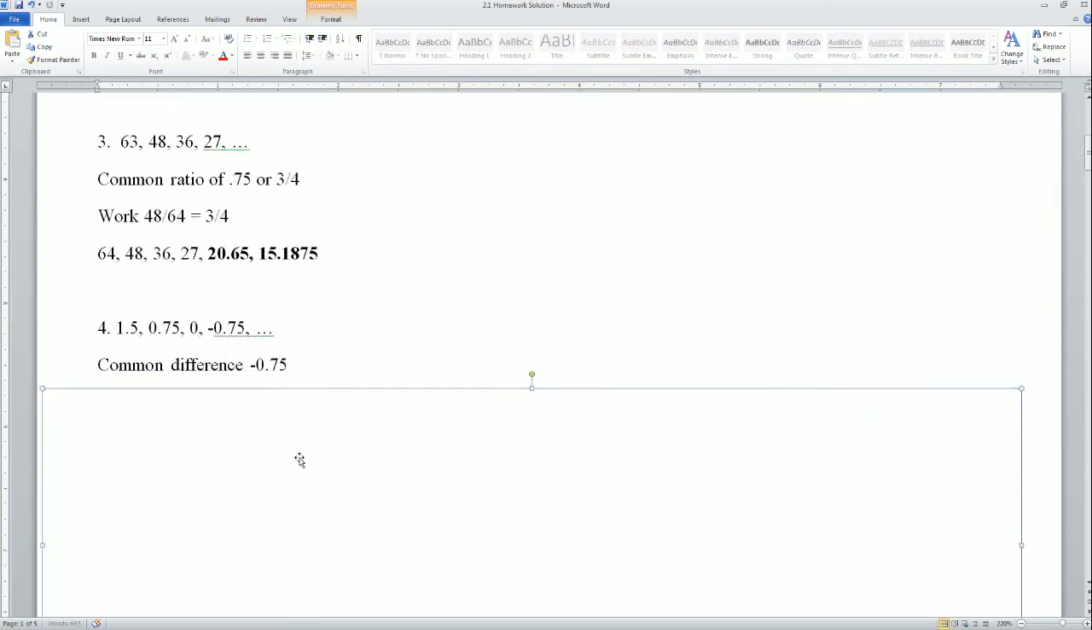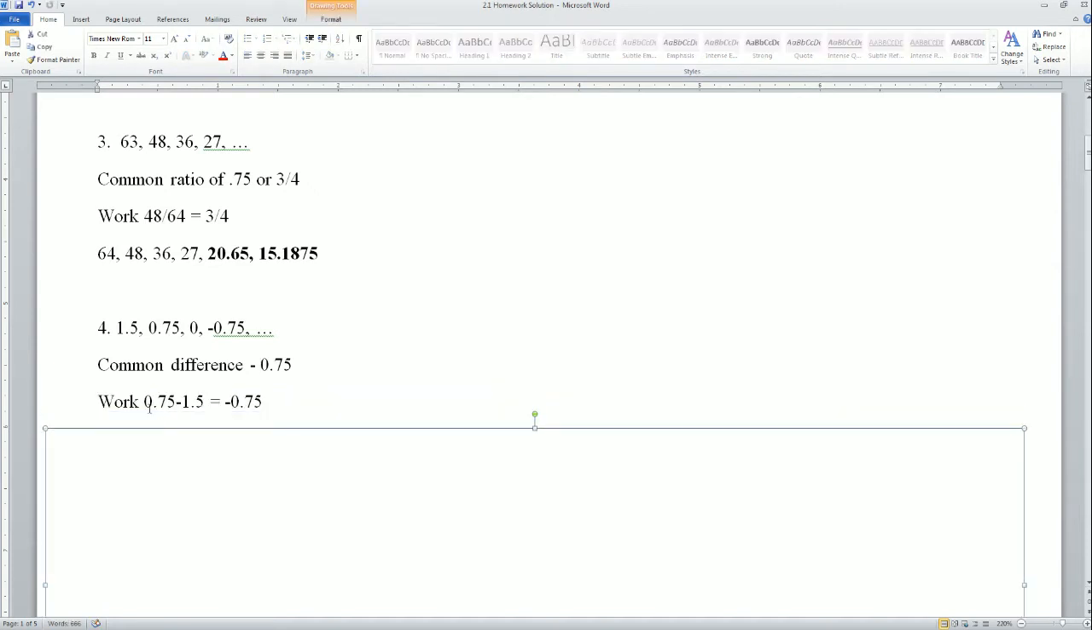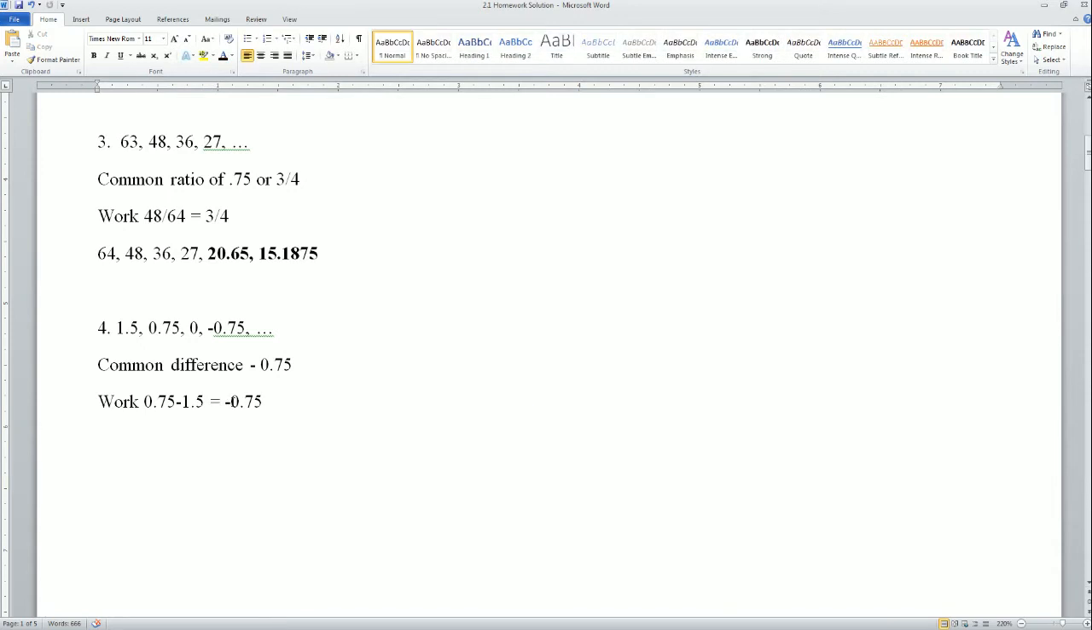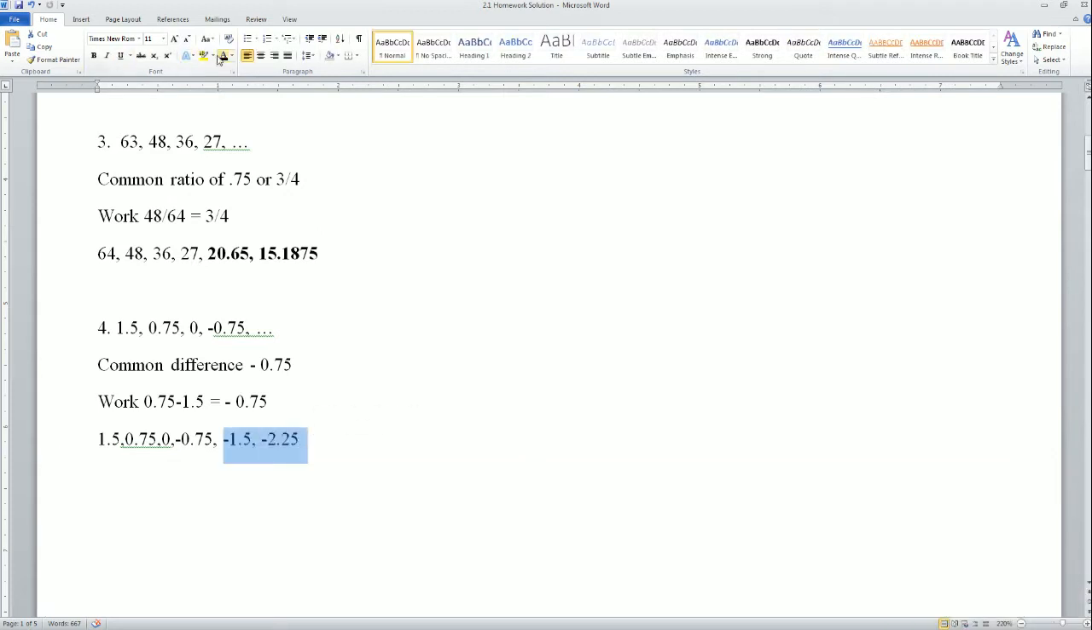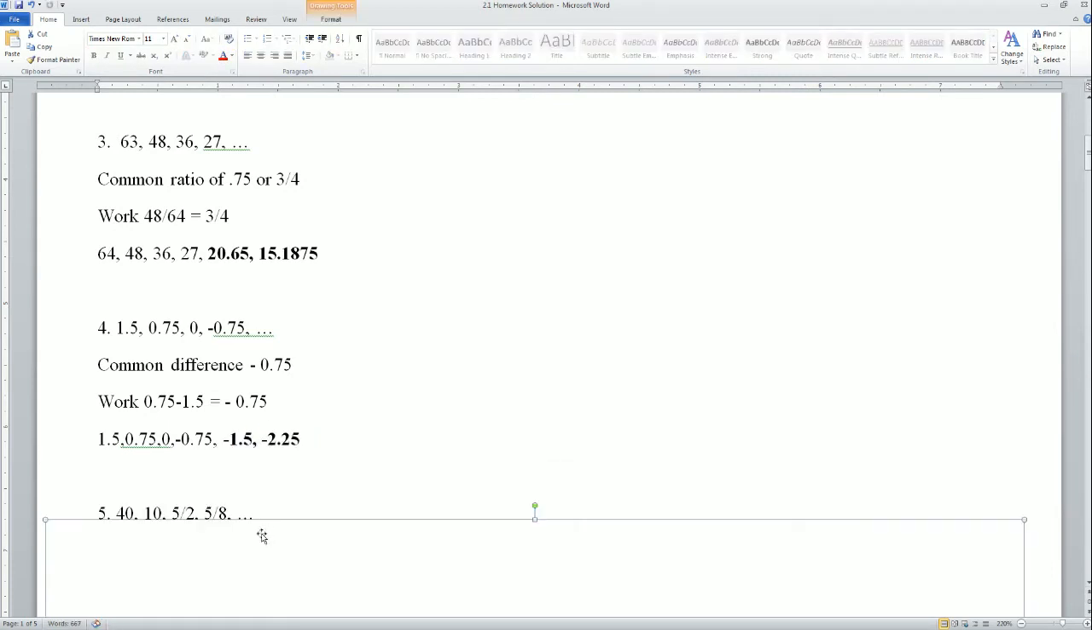Next, we have 4. The common difference here is negative 0.75. It is going down by that common difference. How did I do that? I showed the work here. 0.75 subtract 1.5 gets me negative 0.75. Okay. Right. The next two terms, if I just apply that, it is negative 1.5 and negative 2.25.